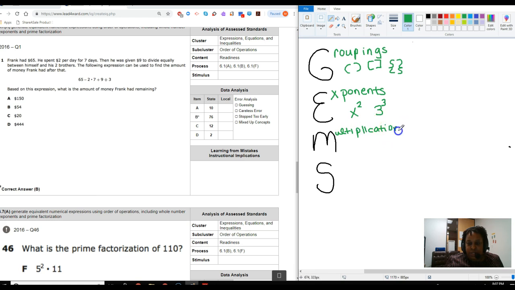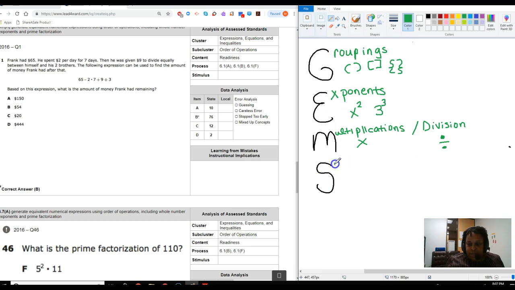Or division, actually. And here is where you have to be careful because you're going to actually do whichever one you see more to the left. Okay, so be careful about that. You're going to do the one that you see most to the left first.